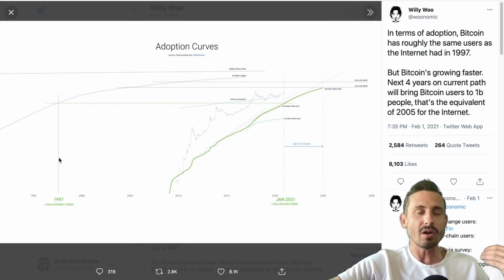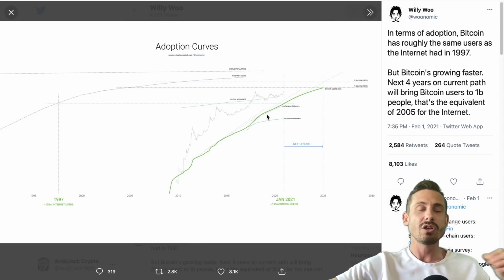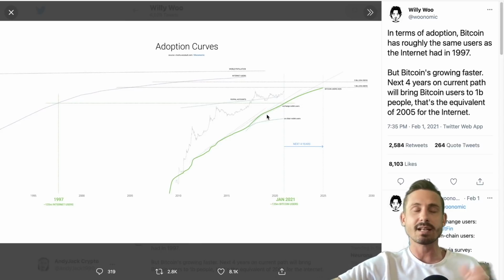In this chart, we are going to compare the internet adoption curve with the Bitcoin adoption curve. If we continue with this trend, there's going to be 10 times more users in 4 years using Bitcoin, guys. All of this in today's episode.